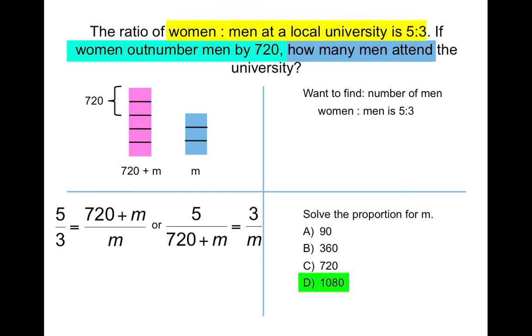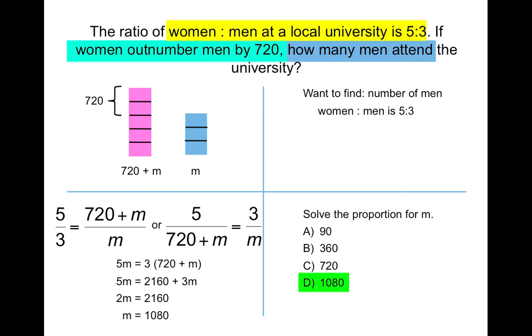You should have gotten 1,080 men. Here's how. Either way, the equation you end up writing when you cross multiply is 5 times m equals 3 times the quantity 720 plus m. We want to multiply the 3 times the whole thing. So we'll need to distribute that 3. 5m equals 2,160 plus 3m. Now we'll get the m's together by subtracting 3m from both sides. And then to finish up, we need to divide both sides by 2.